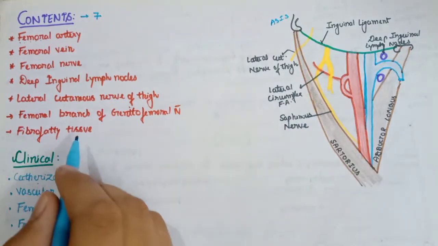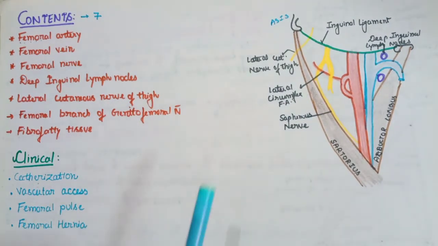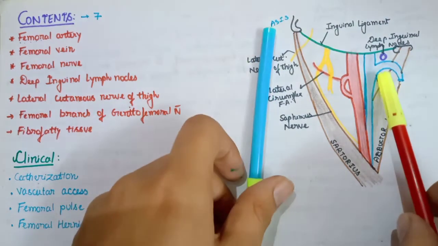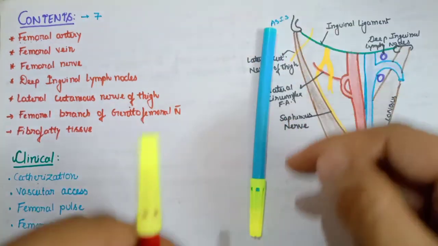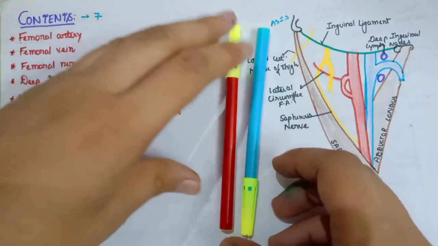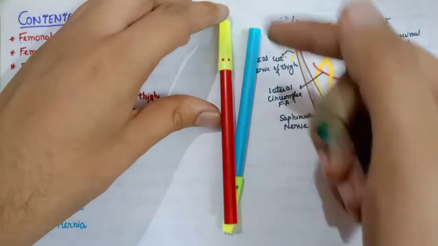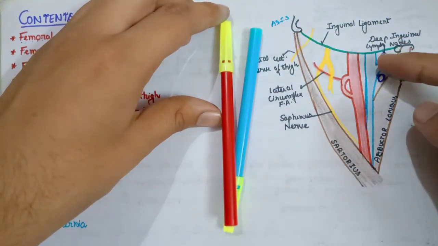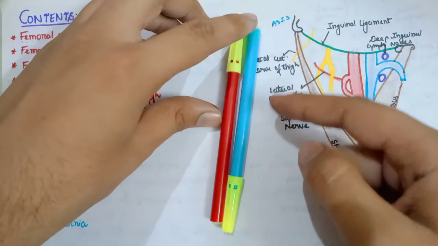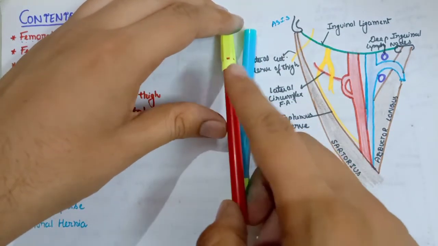But there is a notable point over here. As you can see in this diagram, suppose this is the femoral vein. The femoral artery is present laterally in the upper part, but it is present anteriorly to the vein in the lower part. So the artery runs something like this. The vein is running straight downwards, but the artery is lateral to the femoral vein in the upper part, and anterior to the vein in the lower part.